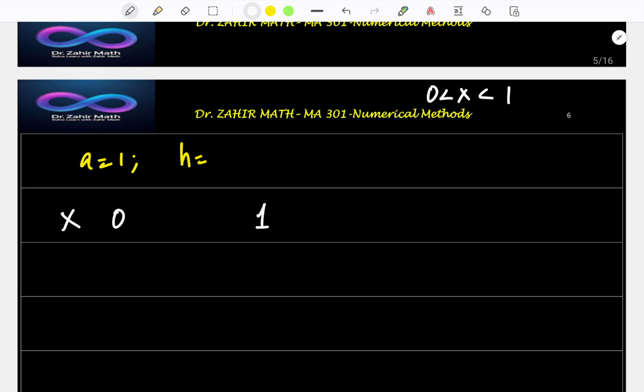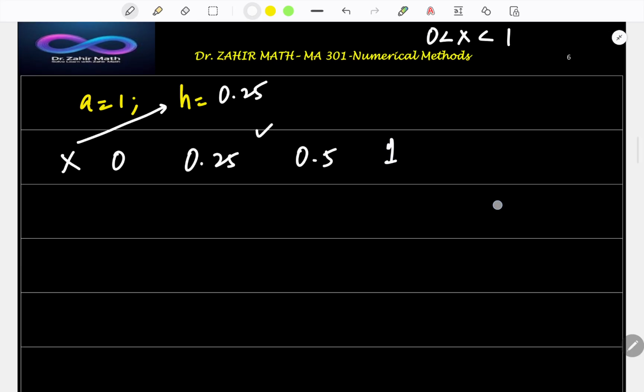Okay, teacher, if I choose 0.3? If you choose 0.3, it is not possible to reach 1. How, teacher? I choose 0.3, 0.3, 0.3 and then 0.1. No, h must be equal. So I prefer 0.2 but you prefer 0.25, I know. So let me take the h value as 0.25. The x value depends on h, so x is 0, 0.25, 0.5, 0.75 and then I reach 1.